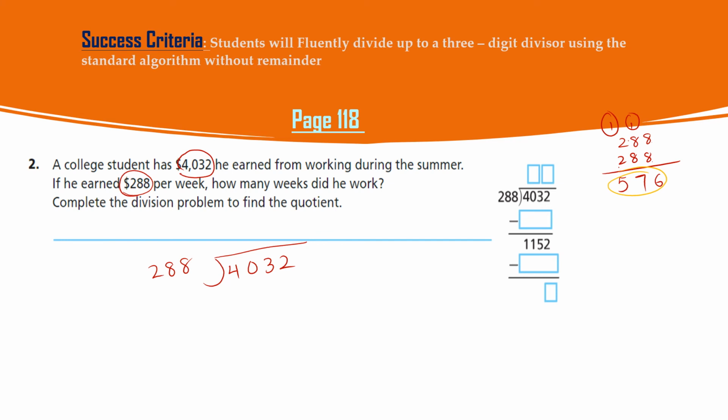Then again you add 288. Okay, so 6 plus 8, 14, 4 down, 1 up. 8 plus 8 is 16, 6 down, 1 up. 5, 6, 7, 8. Then again add 288. So this is our first time, second time is 578.